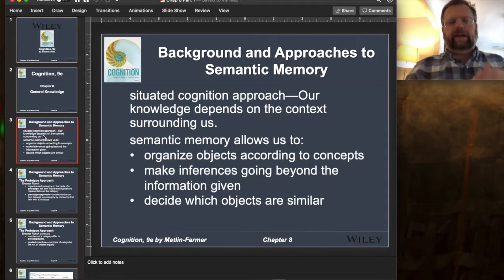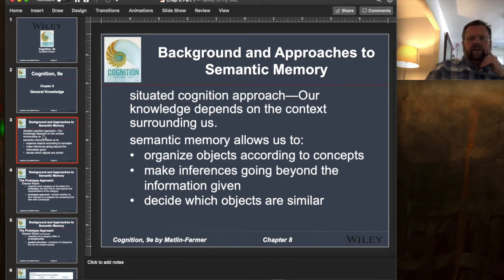So first off is the situated cognition approach. If we remember when we were talking about embodied cognition, it's a very similar sort of thing. Our knowledge depends on our current contexts, meaning that the places we are in, the objects that we are around, the setting that we are in has a big effect on what types of things we have in our memory and what types of concepts easily come to mind.